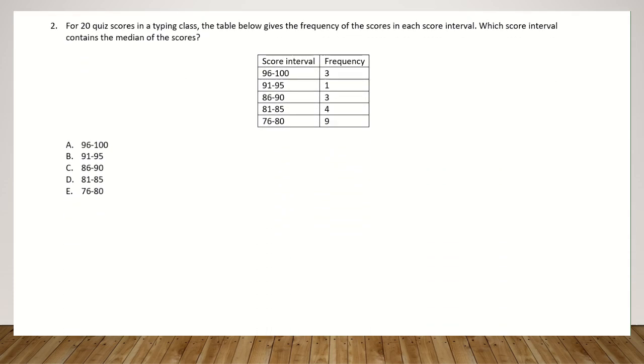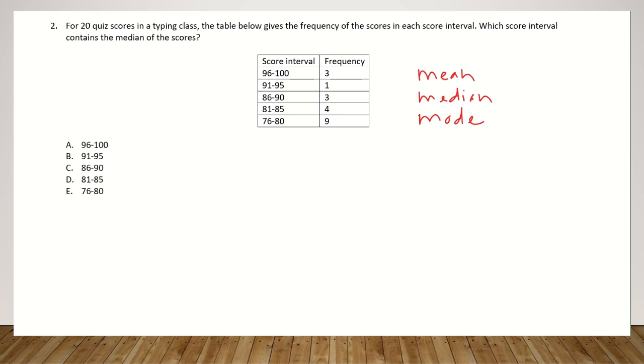Number 2. For 20 quiz scores in a typing class, the table below gives the frequency of the scores in each score interval. Which score interval contains the median of the scores? So this is an example of one of our central tendency questions. There are 3 central tendency measures. There's mean, median, and mode.